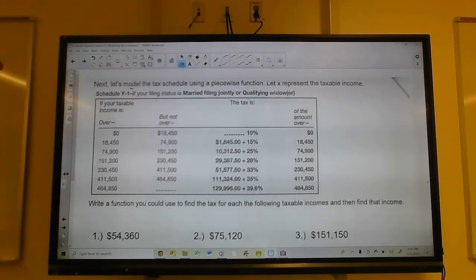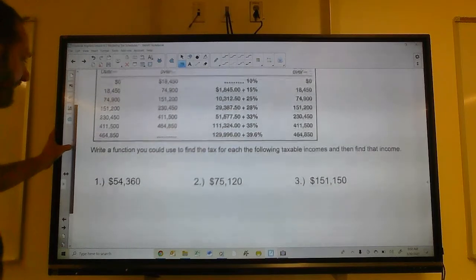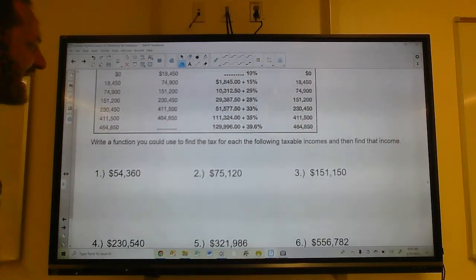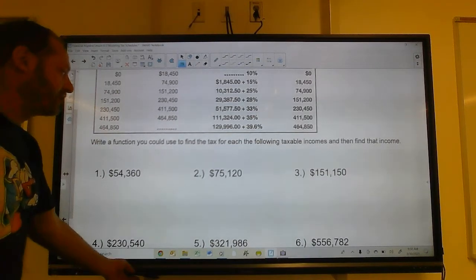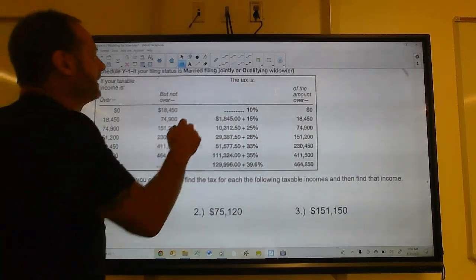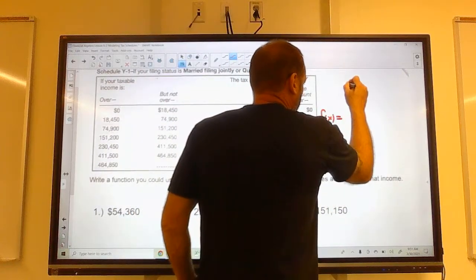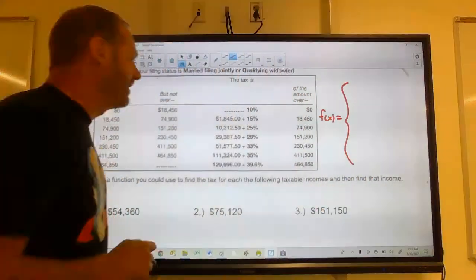Okay, next, let's model the tax schedule using a piecewise function. So let x represent the taxable income. Okay, and so we got the same chart here that we had before. Write a function you could use to find the tax for each of the following taxable incomes, and then find the income for that tax. We're going to do one thing that's going to cover all of these, and it's going to come out of here. So here's our function. It's going to be f of x equals, and we're going to have a whole bunch of different parts to this.